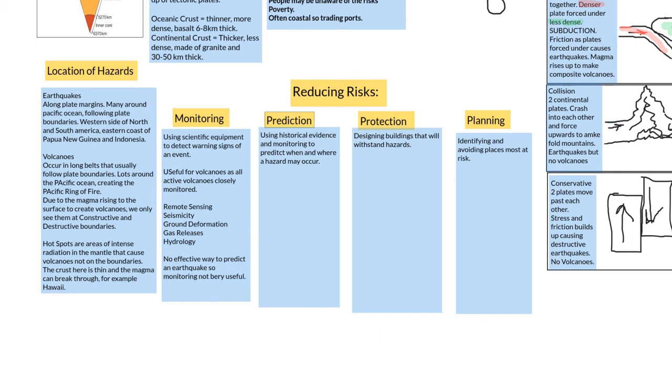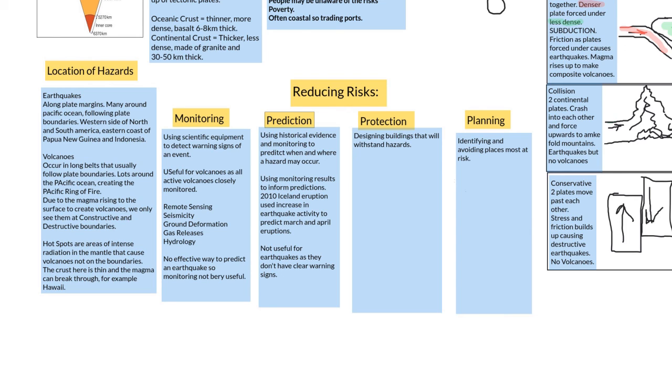Unfortunately, prediction doesn't really work with earthquakes, again, as they don't give off very many warning signs. What we can do, though, is use prediction to have a look at areas that are prone to earthquakes and use this to think, oh, they may be due one pretty soon, but it's unfortunately not reliable.